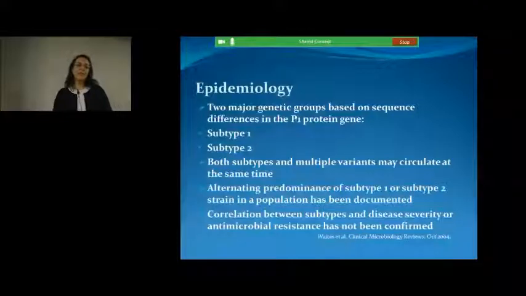So Mycoplasma pneumoniae is divided into two major genetic groups based on the sequence difference in the P1 protein gene, subtype 1 and subtype 2. Both subtypes and multiple variants of those subtypes may circulate at the same time. Alternate predominance of subtype 1 or 2 strain in a population has been documented. However, correlation between subtypes and disease severity or antimicrobial resistance has not been confirmed.